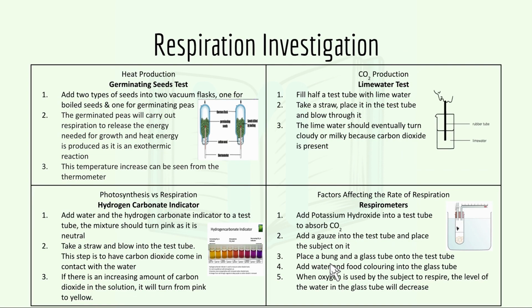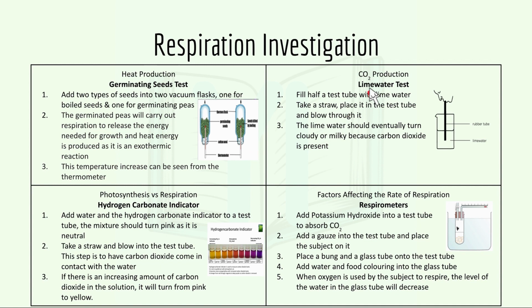Then we have respiration investigation. We have different things here. We have heat production, which is the germinating seed test. Add two types of seeds into two vacuum flasks, one for boiled seeds and one for germinating peas. You can have a read for the experiment and for the heat production.